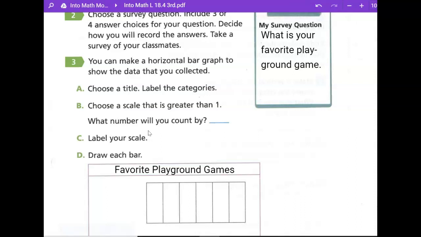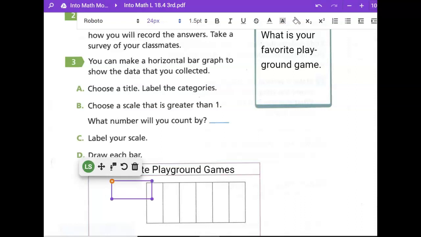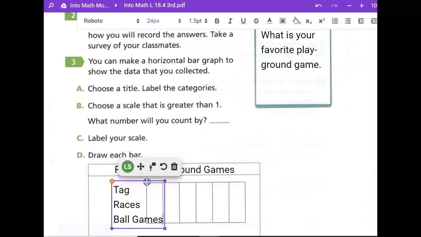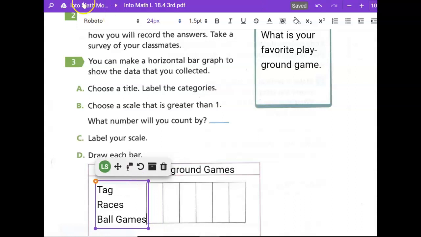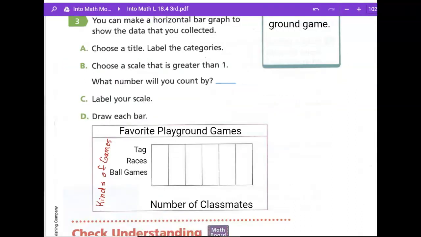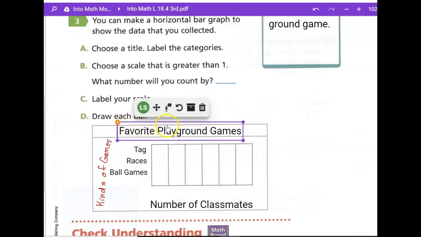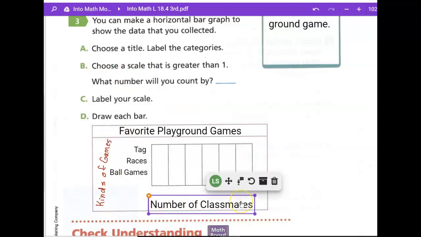So this graph is going to be a horizontal graph instead of a vertical graph. So over to the side is going to be the names of the game that we chose. So my first one is going to be tag. And then I'm going to have races. And then I'm going to have ball games. So that would be any game that we play with a ball. Okay, so I did my title up here. I labeled my categories, kinds of games, number of classmates.